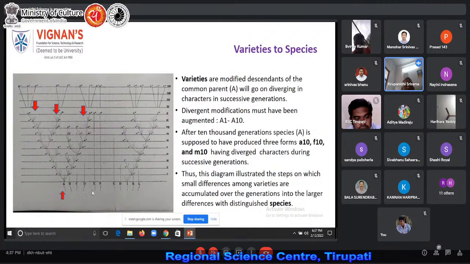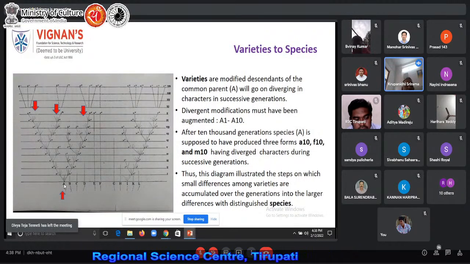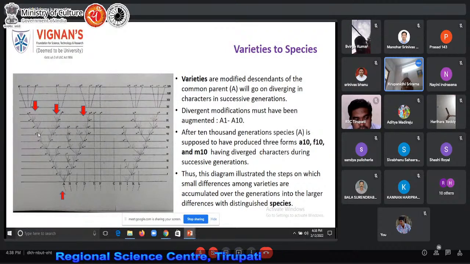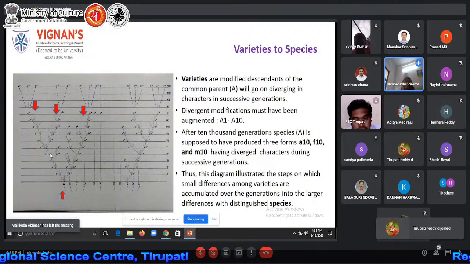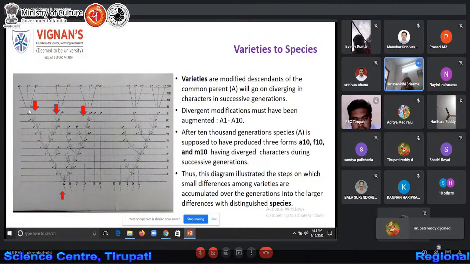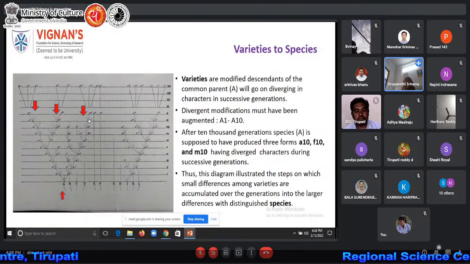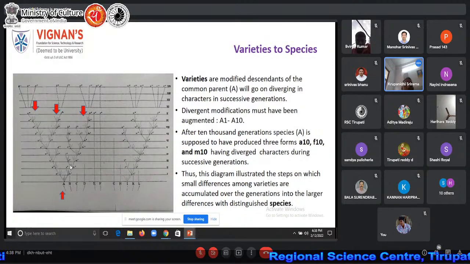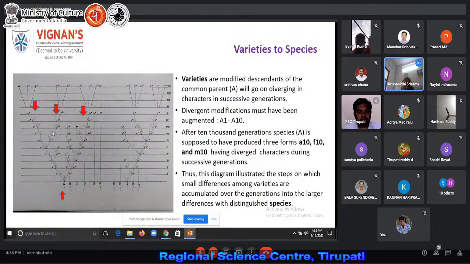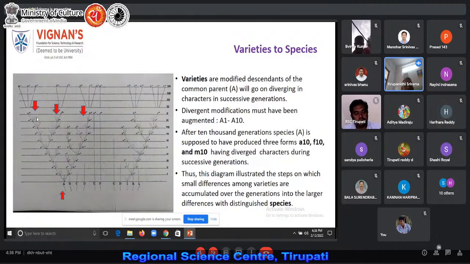And now these are all the species: A species, B species, C species, like that, up to L species, represented here. A species has undergone a good amount of variation, a good amount of modification, and those modifications are manifested, nurtured, and naturally selected. As a result, ultimately it has given 3 individual species: A10, F10, and M10. One more thing to see is that this is after 10,000 generations, but in between, modifications have come. Those modifications were not completely nurtured; they all became extinct. Only the nurtured modifications, varieties, are selected by natural selection.